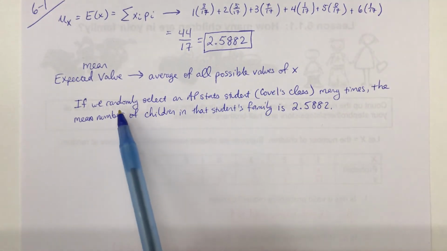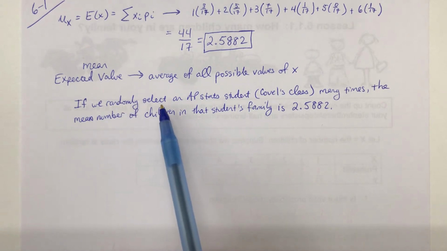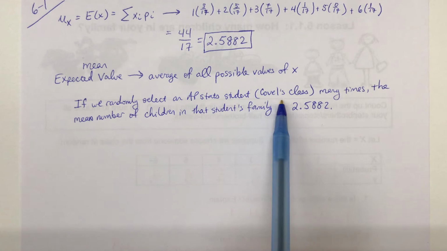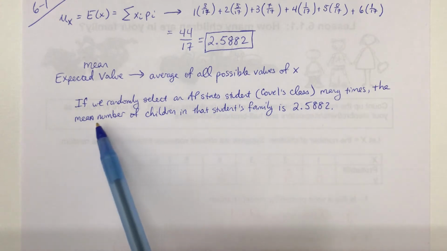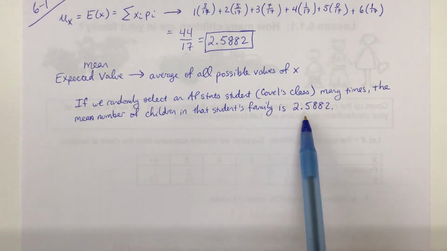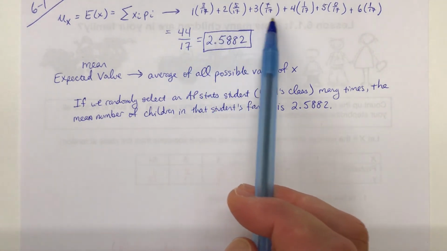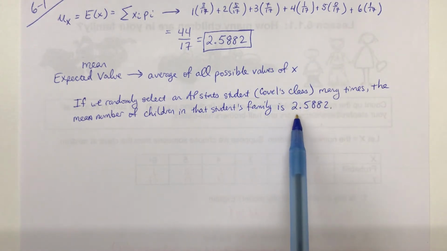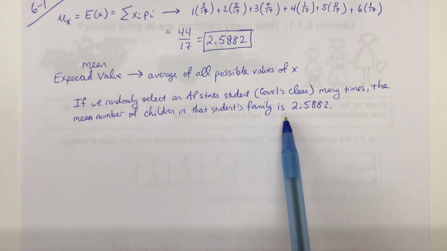Now, the official way, if this was an FRQ, to guarantee that we're getting full points, we're going to say, if we randomly select an AP Stats student from my class many times, not just one time, but if we do this over and over, the mean or the average number of children in that student's family is 2.5882. And we talked about the fact, if we just choose one person, we can't get a decimal for that, because our numbers that we chose are discrete values in this case. But if we do this many, many times, we can certainly get decimals, and we almost always will. Okay, so that was where we left off at the end of that class.